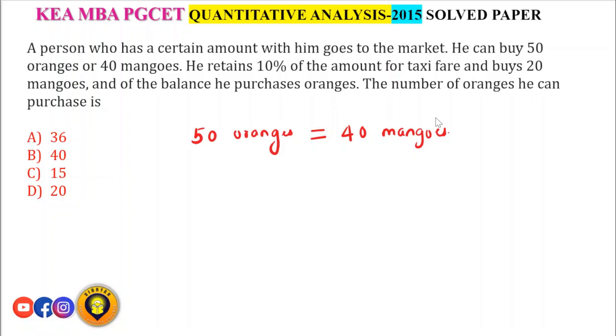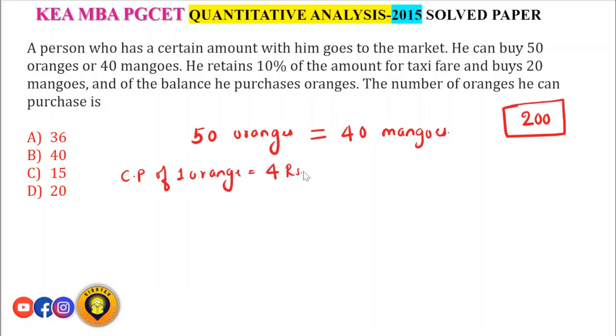So what we will do, let us first assume an amount. How to assume the amount? Assume an amount such that the number is divisible by 50 and also by 40. So which is that number? The LCM of 50 and 40 is 200. So we will take that the person has 200 rupees. With this 200 rupees he can buy 50 oranges, which means the cost price of one orange will be 200 divided by 50, that is 4 rupees.